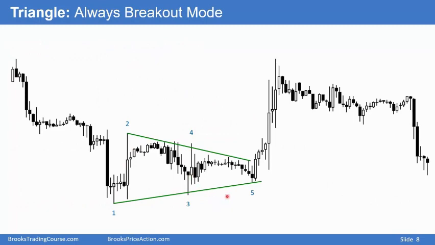Reversal up, reversal up, reversal up, 3 pushes down, and therefore I start thinking about a triangle. If it's mostly horizontal like this, I call it a triangle. If it's tilted down, I call it a wedge. If it's tilted up, I call it a wedge. If it's tilted down, I would be looking for a wedge reversal. If it's tilted up, I would look at it as a wedge bear flag and look for a bear breakout.